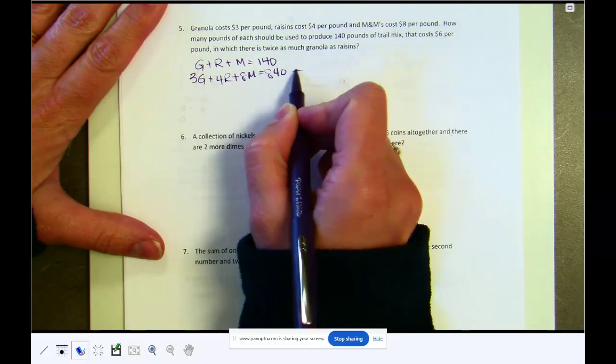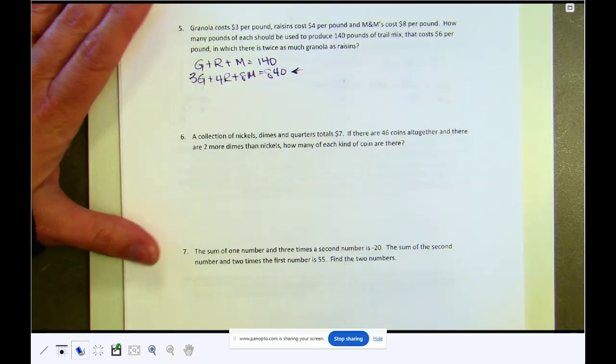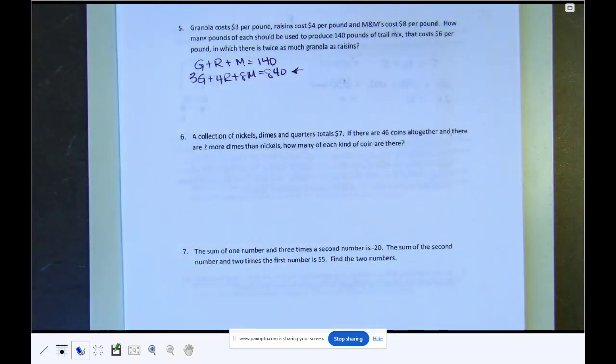Okay, so question. What I wanted to review here, one of the things: where does the 840 come from? Because that number is nowhere in what we have. 140 times 6. Because if you just put 6 there, then you're asking for 140 pounds of trail mix that costs $6 total. So those numbers on the right side have to be the total. So you have to multiply the 6 times the 140.